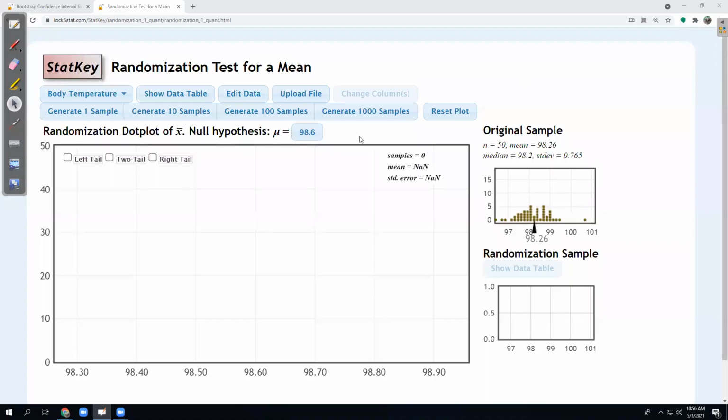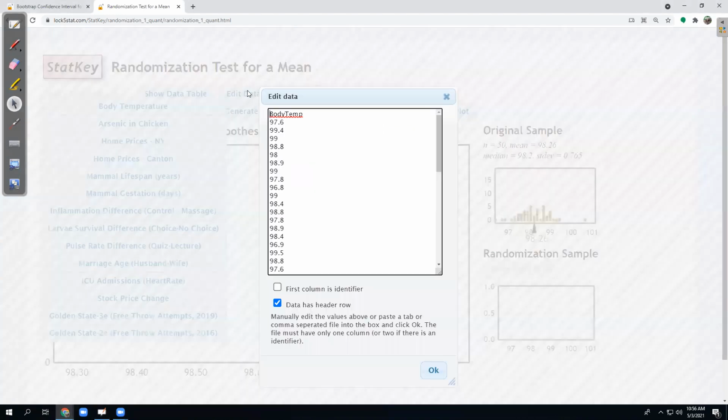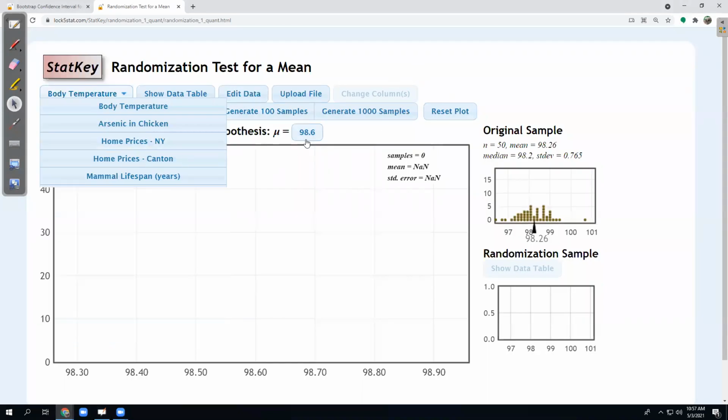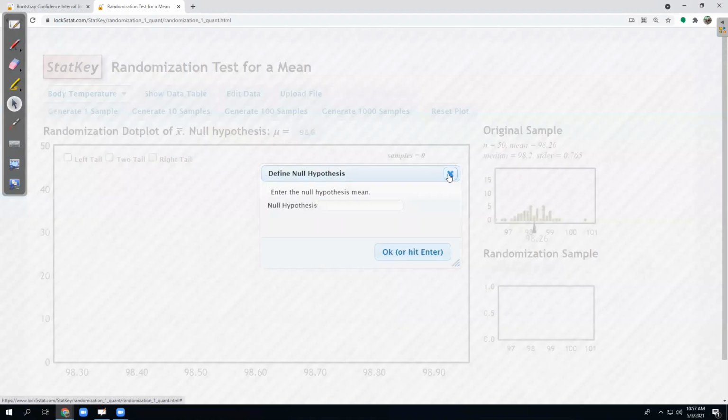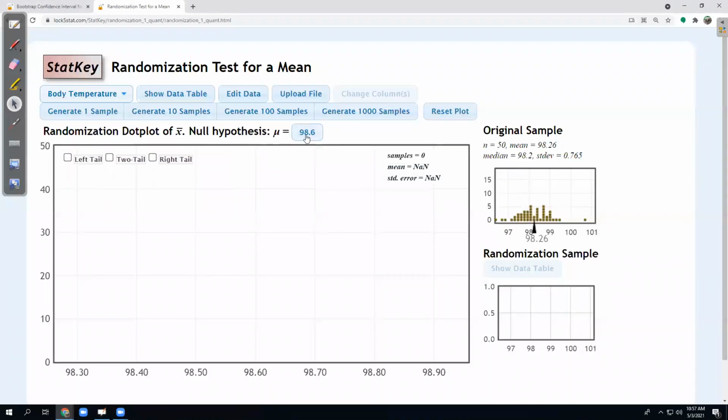So when you're in StatKey, two things you gotta make sure are set correctly before you start. Number one, do you have the right data? So either switch to the right data or edit and drop your data in there. Once your data is in there, you need to next check, do you have the right population center? And so here they gave me 98.6, otherwise I would have to go there and type it in. So I have my data, I have my null hypothesis set, and then I generate.